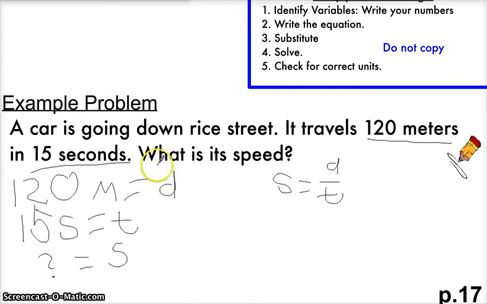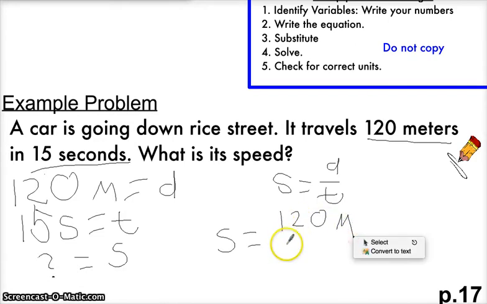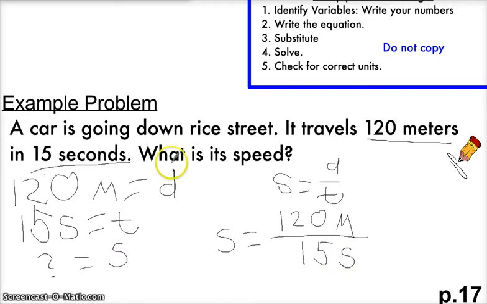So I know that instead of an S, it's my question mark. So I'm just going to leave that as an S. Instead of D, I'm going to come over here and write that that's equal to 120 meters. Notice I am keeping the label with the number. If you keep your label with your number, your units at the end for step number 5 will be super easy. And then I'm going to draw my line. Instead of T, I'm going to write 15 seconds. And just so you can see where these things are coming from.